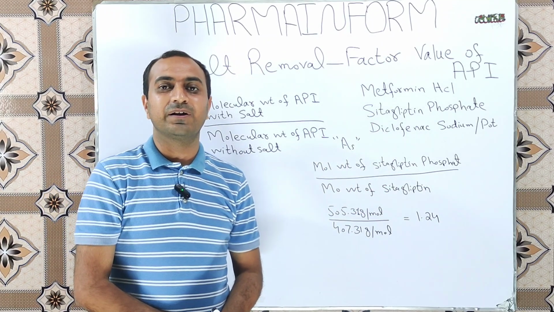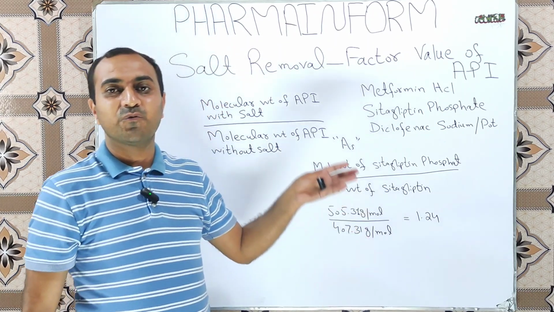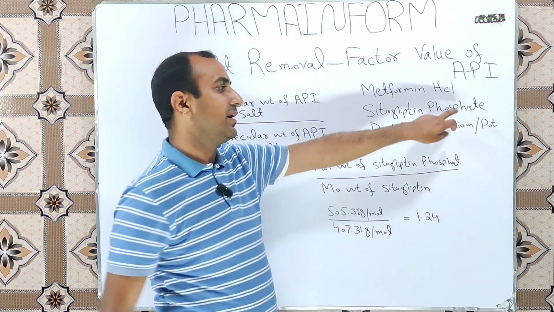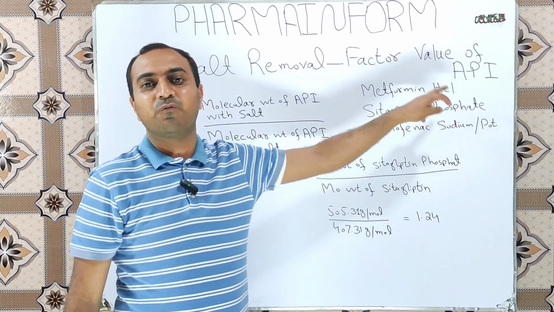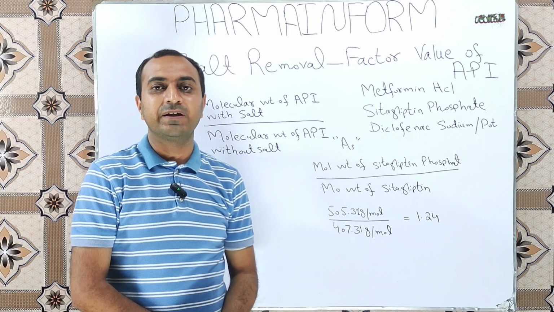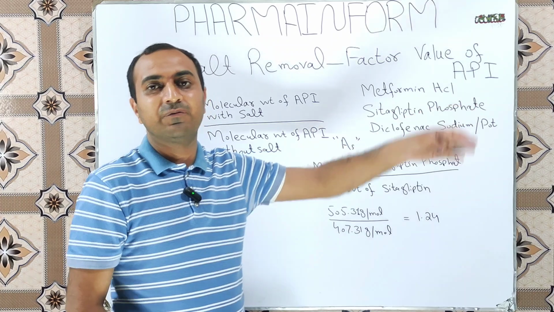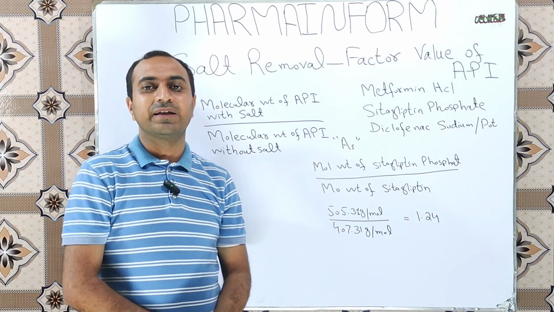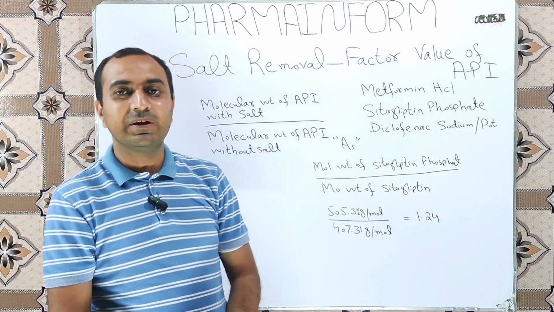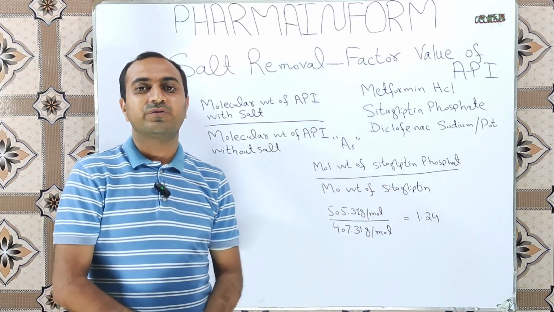If the label claim states that each of our tablets contains sitagliptin as phosphate, then it means that phosphate is not required for pharmacological activity and we have to adjust the value of phosphate, or add additional quantity of API to compensate the phosphate value. But if our label claim states that each tablet contains sitagliptin phosphate 50 milligram, then we have no need to remove the factor value or salt value.